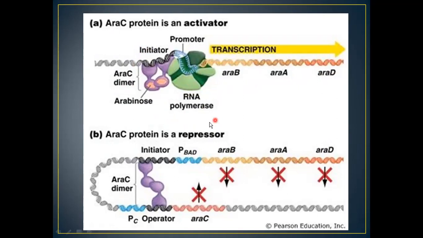And how does ARA-C protein act as a repressor? It is actually the dimeric ARA-C which acts as a repressor. One monomer binds to the operator of the ARA-BAD gene, that is ARA-O2, and another monomer binds to a distant DNA half site, that is known as ARA-I1, that is initiator 1. This leads to the formation of a DNA loop.